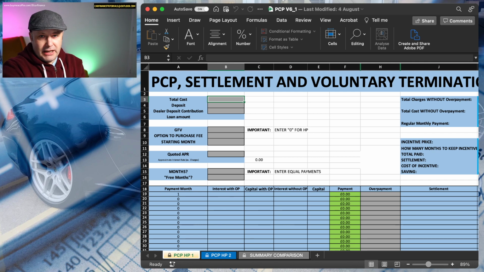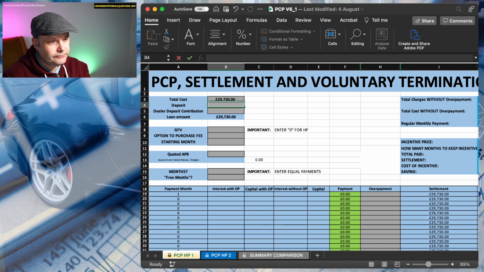Forget about the monthly payment to begin with, because you can change the monthly payment. You know, I could make that guaranteed future value 15,000 quid potentially, bring your monthly payment down. But it still means that you've got more to pay at the other end. So it's not as simple as that. So start with the purchase price. In this case, our purchase price is 29,730. So we'll put that into the spreadsheet.